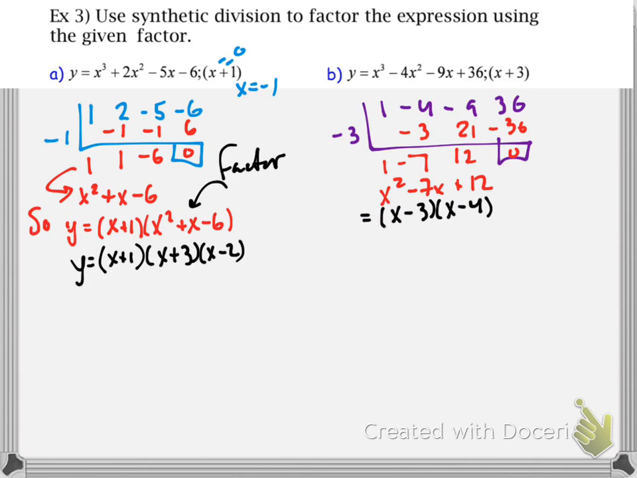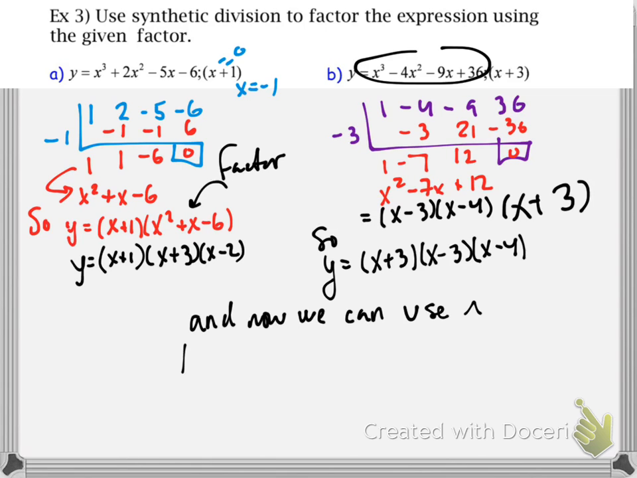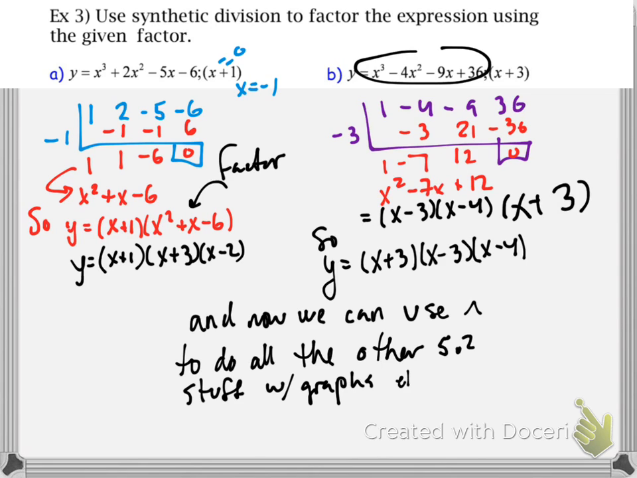So that means that since x plus 3 times that would give me this polynomial, y actually equals this. All right, and now that we have the factored form of that polynomial, we can find the roots. We can do all our 5.2 graphing stuff or any of the other stuff that we've done. We now have the ability to do with any polynomial if we can use synthetic division to start with a factor.